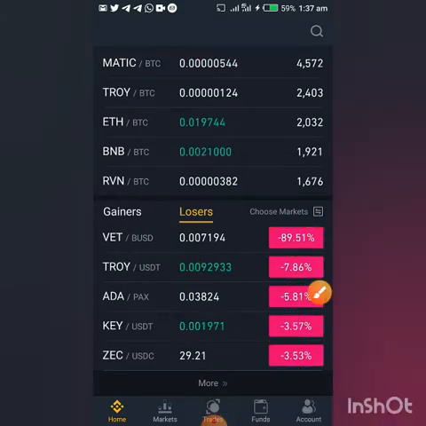Also, like I said, there are various markets that these coins can be traded on. We have the BTC market.